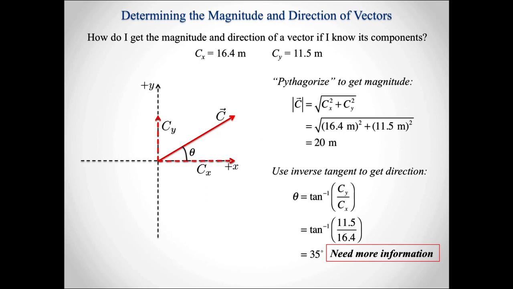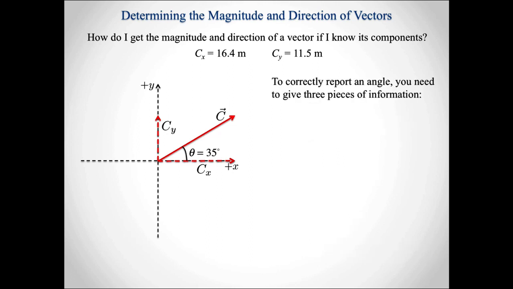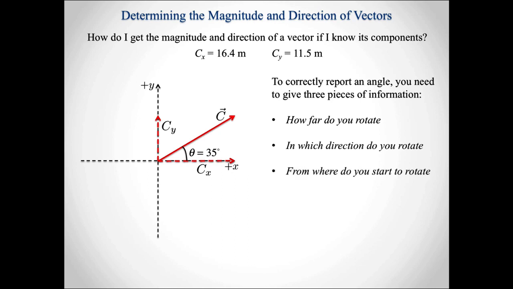So when we're reporting the direction of an angle, knowing that the angle theta is 35 degrees is good, it's not necessarily enough. We need some more information here to correctly report this angle theta. So what's this additional information that we need? Well, if you want to correctly report an angle, you want to give three particular pieces of information: how far you rotate, in which direction you rotate, and where you need to start rotating from.